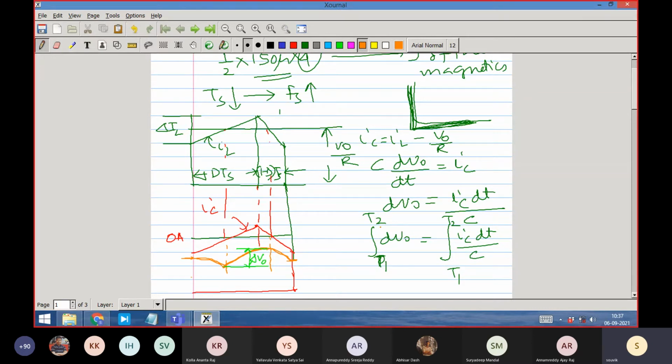I have said T1 to T2. So in our case, T1 is which instant? This is the instant of T1. In our case, what is the instant of T2? This is the instant of T2.